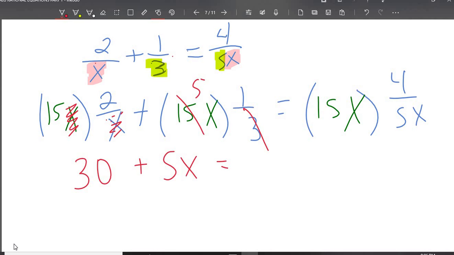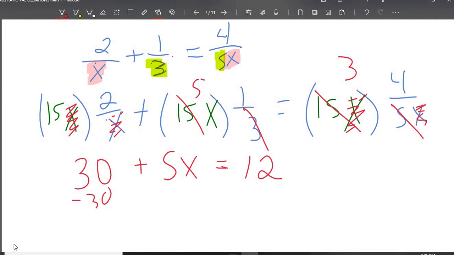On the right side, look what happens. The x takes out the x in the parentheses. The 5 goes into the 15 3 times, and we're left with 12. So, if there's an x in a denominator, it goes in the parentheses.